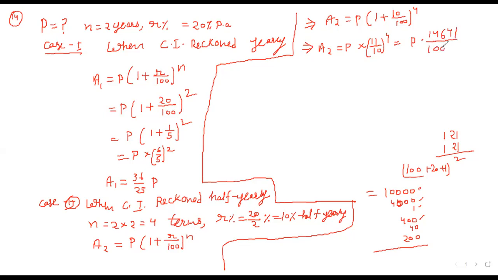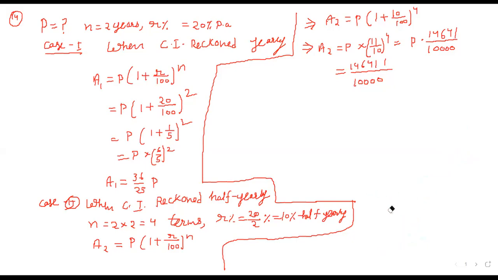14,641 over 10,000. So amount 2 will be 14,641P upon 10,000. So if you find the, and what is given to us? We are given the difference between the interest, not the amounts. And we have obtained the amounts now.